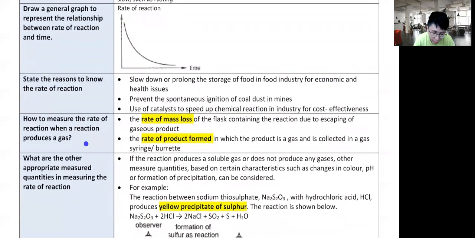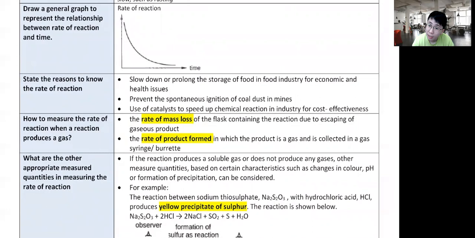So how to measure the rate of reaction when the reaction produced is a gas? I mentioned to you, if your product is a solid, very simple, measure the mass, measure the time, take the mass over time, and that is your rate of reaction. But if your product is a gas, how am I supposed to know the reaction is fast or slow? You have to collect the gas. So you either use any gas syringe or probably use an inverted test tube, inverted burette also can.